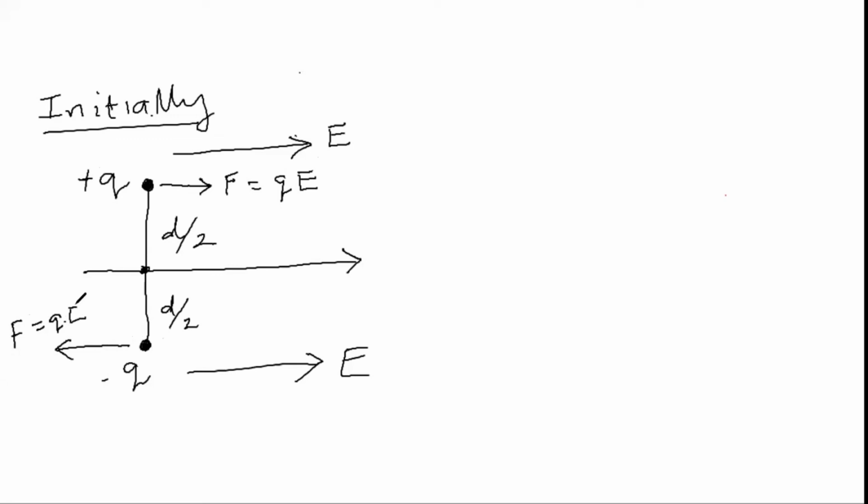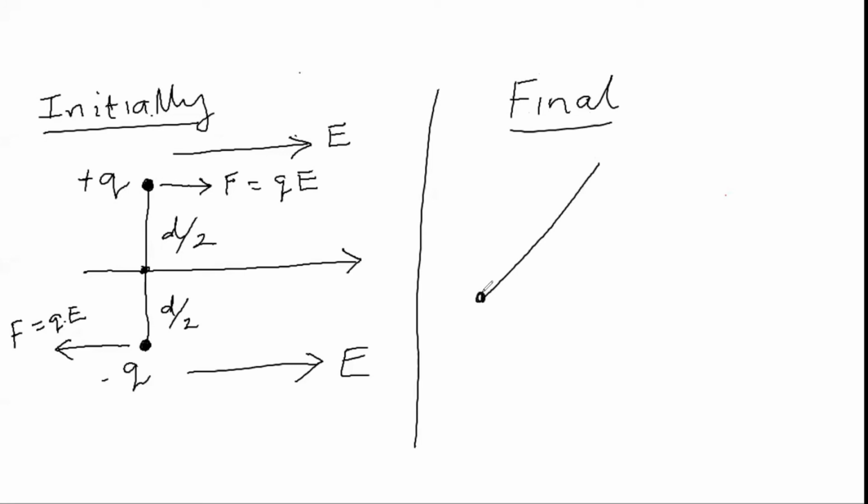Are we together? So because there are two forces acting on this dipole in opposite directions, we are going to have a final situation that looks like this. There will be a rotation. You see that it will rotate because you have a force acting in this direction and another force acting in this direction. Then this dipole will rotate, and its final configuration will look something like this. Okay, so this is the electric field, and this still remains your d over 2, and that remains your d over 2.